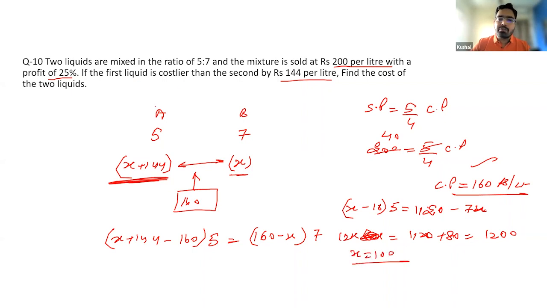Now, what are they asking you? Find the cost of the two liquids. The cost of the two liquids will be 244 rupees per liter for the variety A, the first liquid. And of course, 100 rupees per liter for the second variety, right? So that will be the answer to this question.